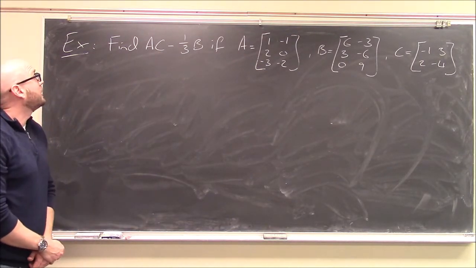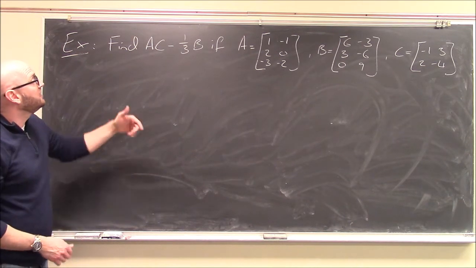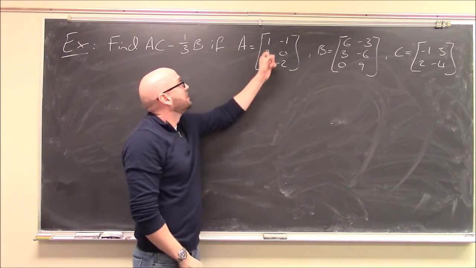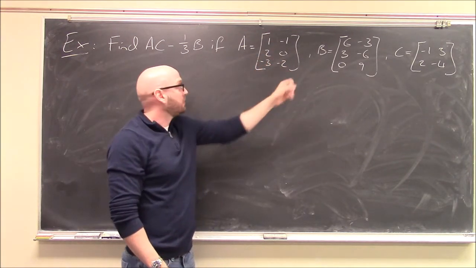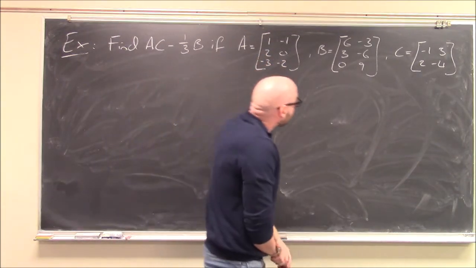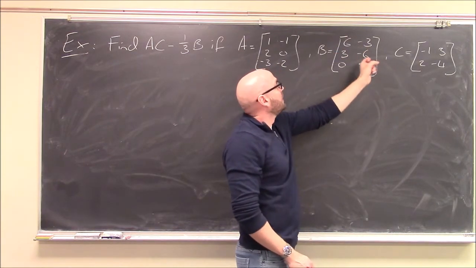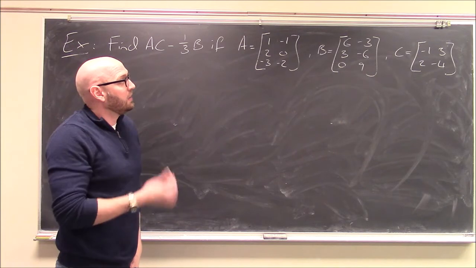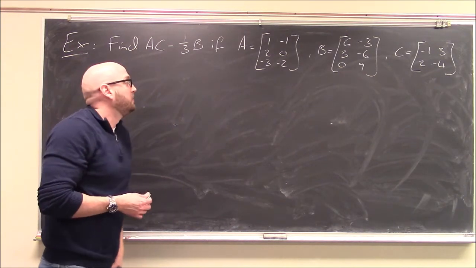The question is, find this expression AC minus 1/3 B if A is the 3 by 2 matrix 1, minus 1, 2, 0, minus 3, minus 2, B is the 3 by 2 matrix 6, minus 3, 3, minus 6, 0, 9, and C is the 2 by 2 matrix minus 1, 3, 2, minus 4.